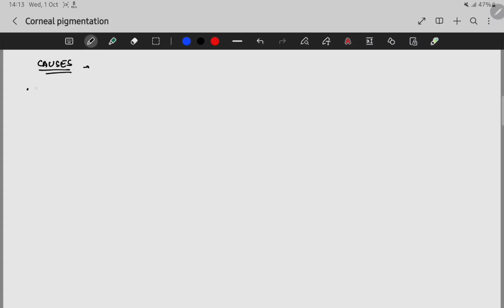Hi friends, in today's class we will discuss the causes of corneal pigmentation. So it can be divided in one classification. We will divide it into physiological and pathological. In physiological, we have iron deposition in the cornea, which is called Hudson Stahli line.